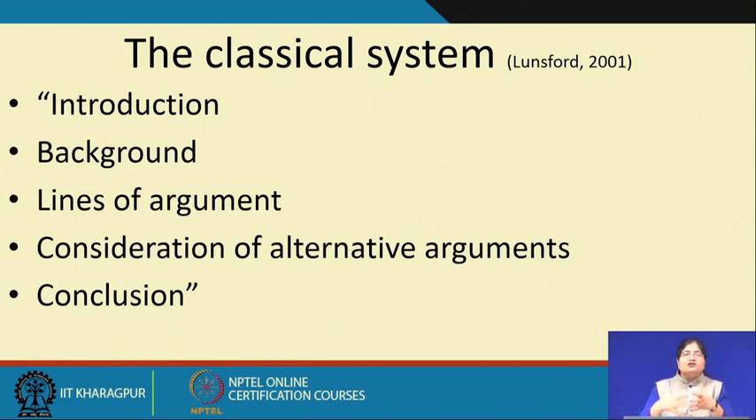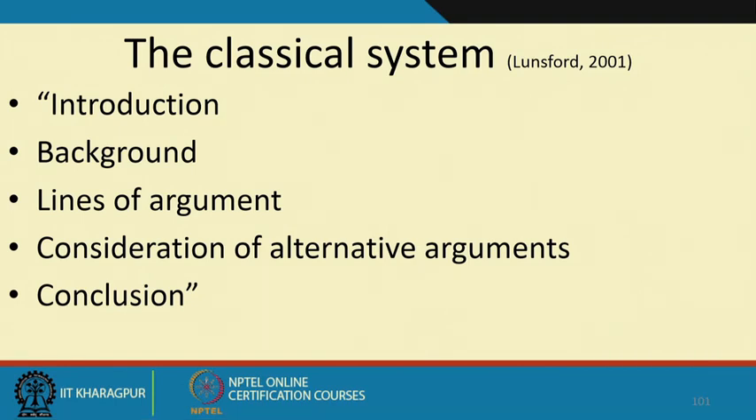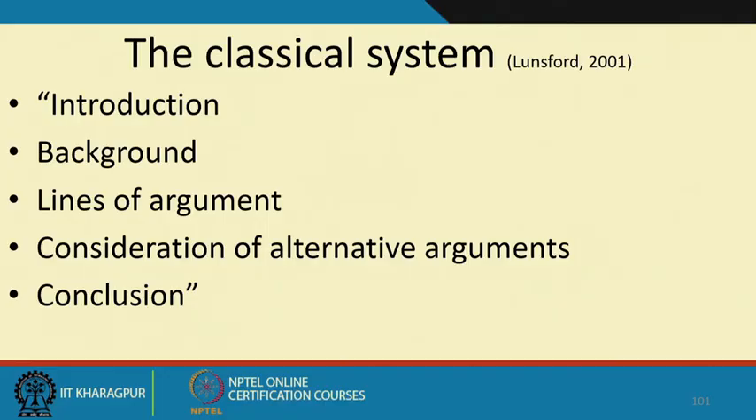So you introduce the reader to the concept that you're talking about. Then you discuss the background. What has led you to coming up with this idea? Okay, so you talk about the background. Then you discuss the lines of argument. You discuss why you believe what you believe to be true. You also consider alternative arguments. You also consider opposing points of view.